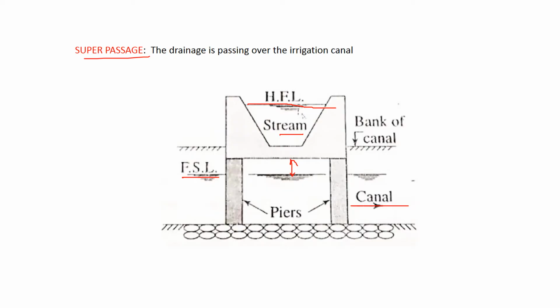Second point that has to be remembered is that the bed level of the drainage is above the full supply level of the canal. That is, this bed level is above the full supply level. And the third thing to keep in mind is that the canal water passes clearly below the drainage.